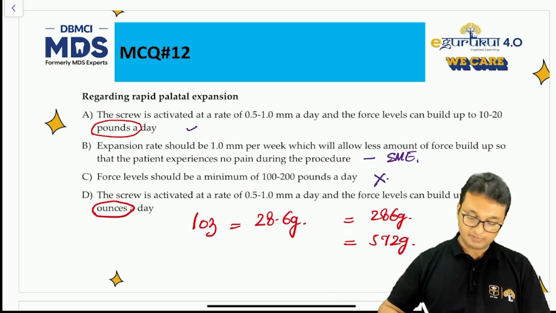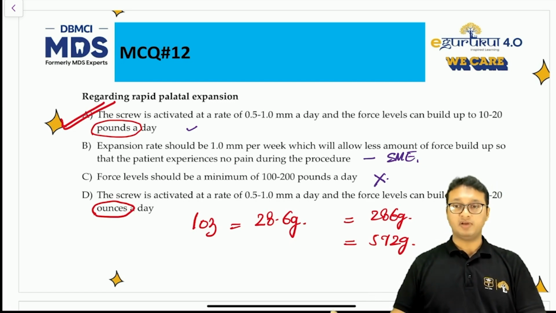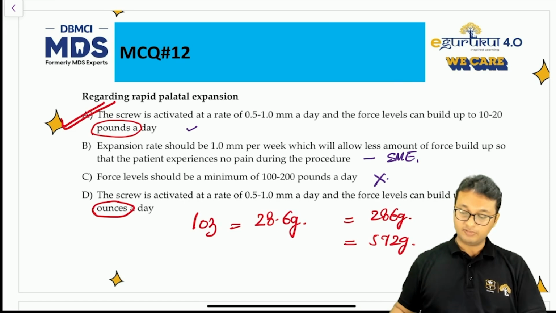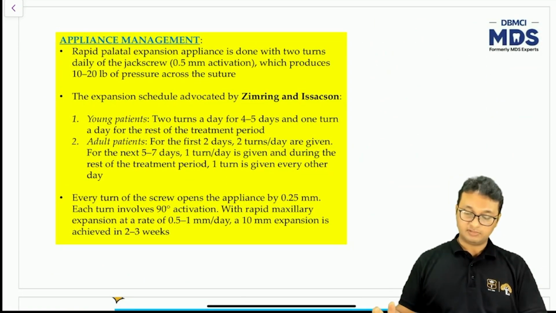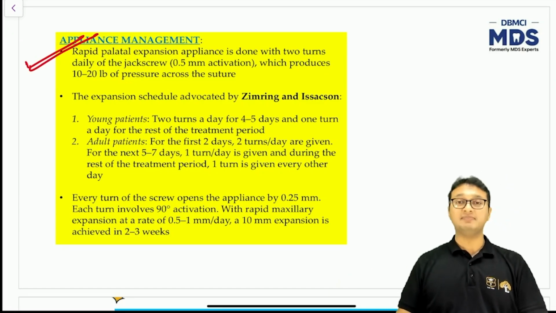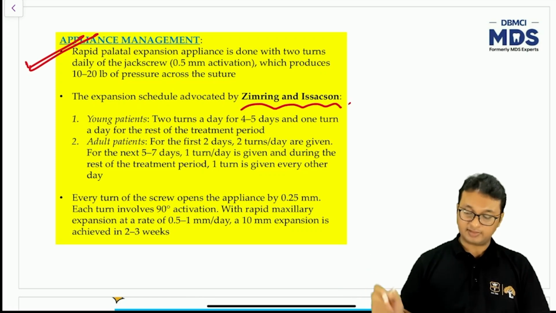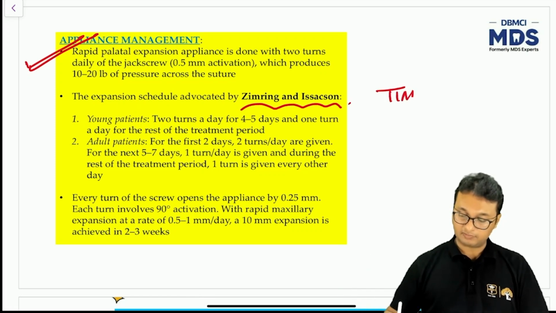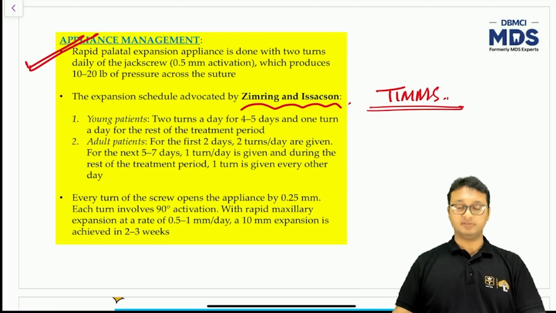So the correct answer will be option A, that is the screw is activated at the rate of 0.5 to 1 millimeter per day, and the force levels can build up to 10 to 20 pounds per day. Now this is also written here. Read the first statement. It exactly matches the description given in the option above. And the expansion schedule is advocated by Zimring and Isaacson. There was one more person, that was Timms. So these three people have advocated the expansion schedule.